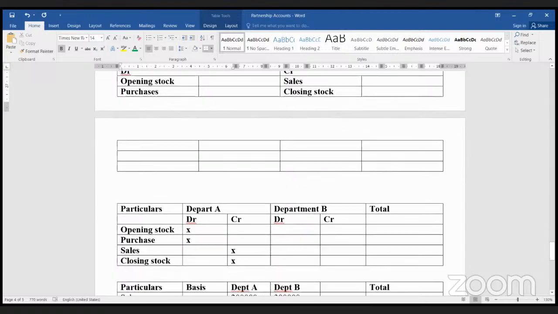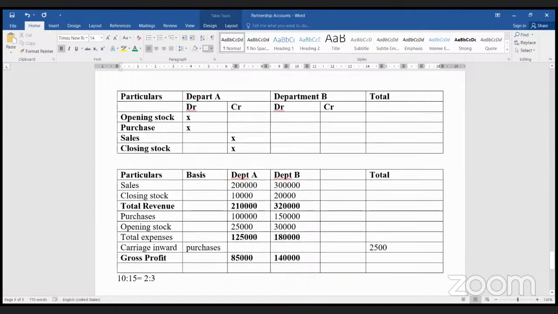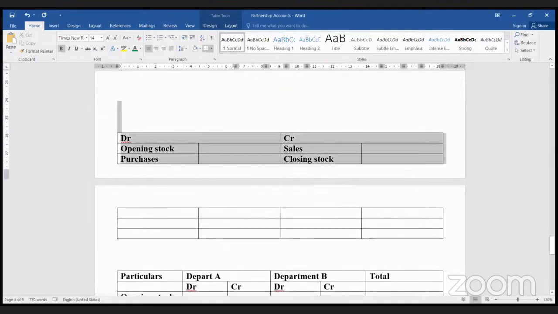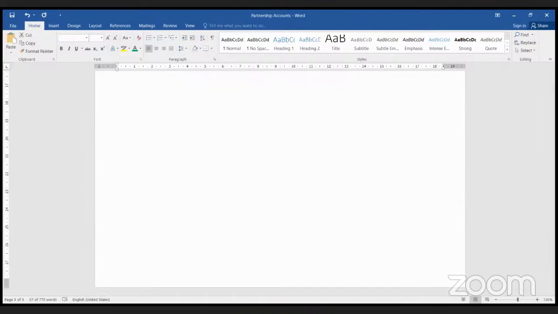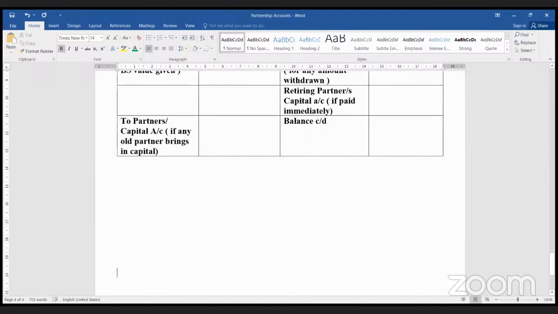Departmental accounts. Again, I just referred. You can do like this. Shall I move on to the next topic? Will you be able to do the partnership accounts now? Yes, ma'am. Admission, retirement, death. All the three we covered with the help of this question.